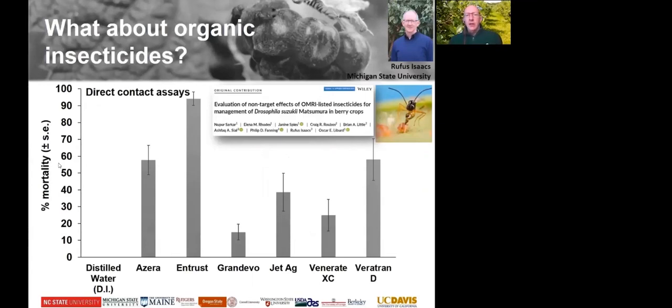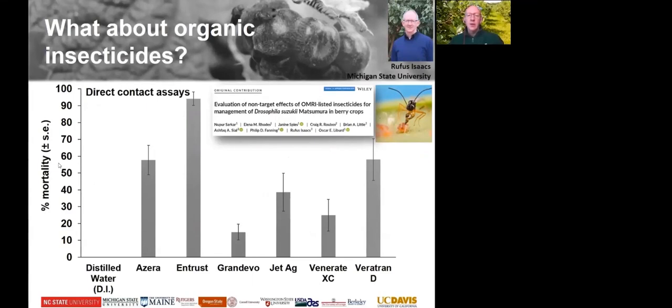We just heard about organic insecticides, and I think it's important that we recognize that the main tool for spotted wing Drosophila in organic production, which is Entrust, is also quite toxic to natural enemies. This trial was done on a parasitic wasp that is not specific against spotted wing Drosophila, but we would expect a similar result against the insects that we're hearing about, I think, in the next session of this webinar.